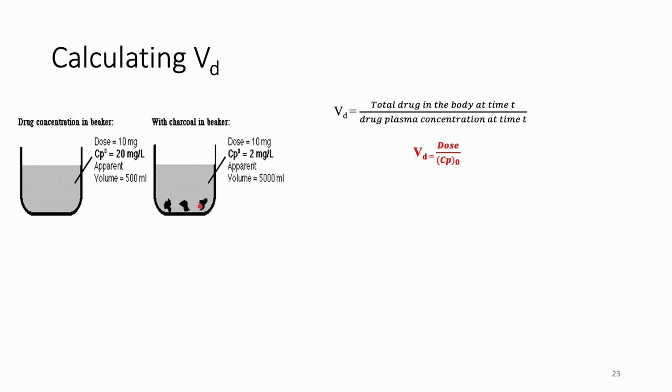So the volume of distribution is apparent, it is hypothetical. It's not a real physiologic volume based on the anatomy of the body. It depends on the property of the drug. In general, the equation to calculate volume of distribution is total drug in the body at time t divided by drug plasma concentration at time t. And usually, to make it simple, volume of distribution is calculated as the dose divided by the initial concentration.